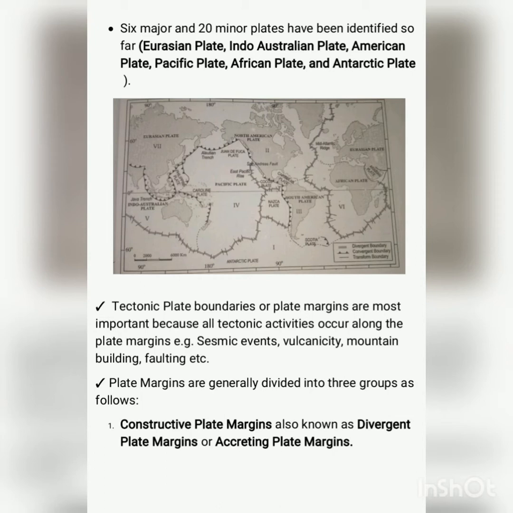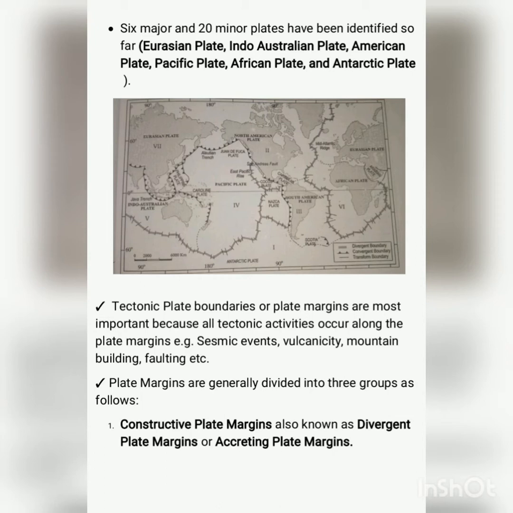The tectonic plate boundaries or the plate margins are the most important because all tectonic activities occur along the plate margins. All the tectonic activities associated with the plate margins, such as seismic events, earthquakes, volcanicity, mountain building, faulting, fracturing, etc., all occur along it. Plate margins are generally divided into three groups as follows.